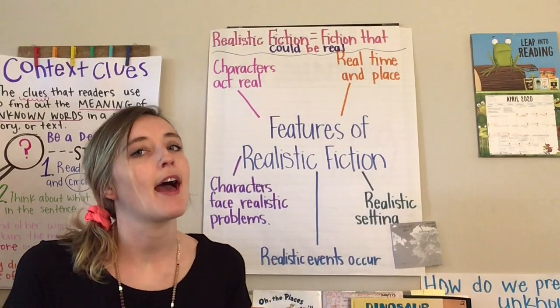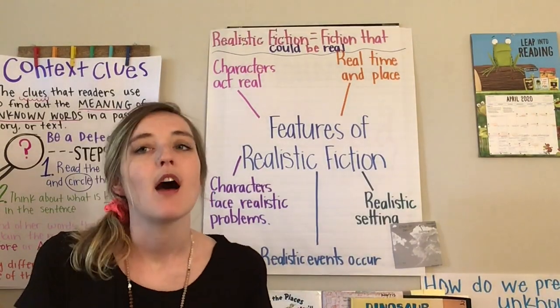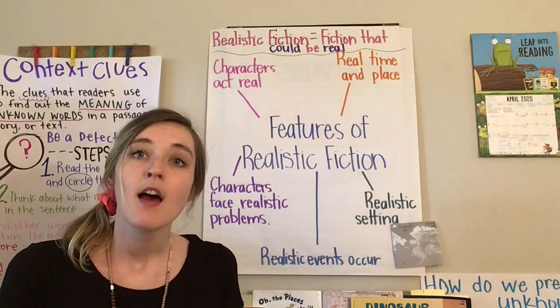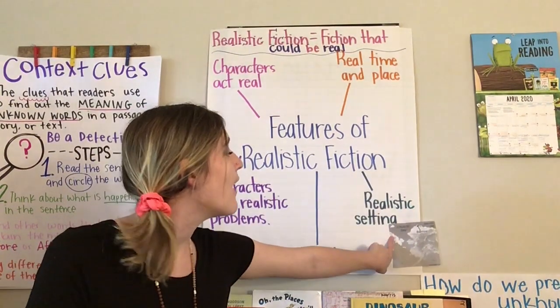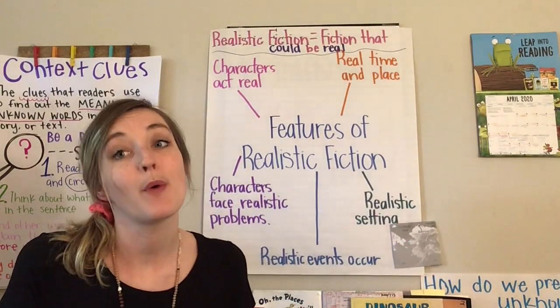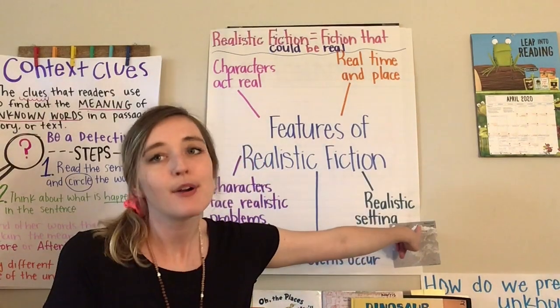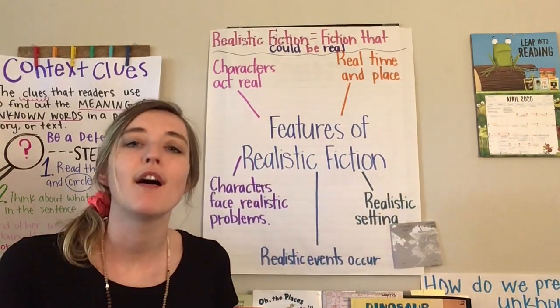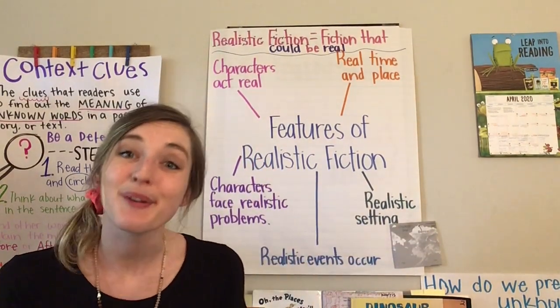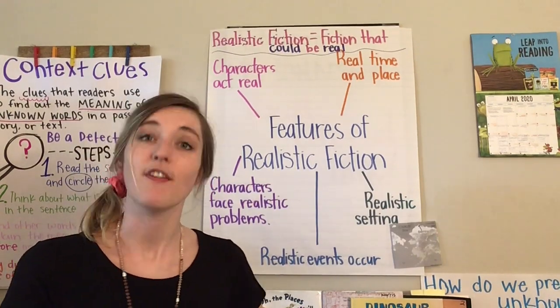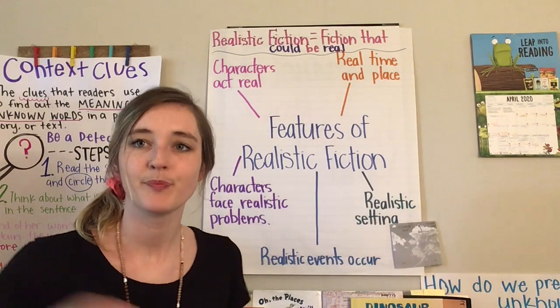And finally, we have the number 5 feature, which is a realistic setting. So where the story takes place is realistic. So I actually have a map right here of where Barrow is in Alaska. So this is the state of Alaska right here. Barrow is at the very, very, very top of Alaska, which is actually kind of the top of the world almost. So that is an example of a realistic place. You can find it on a map just like I did.